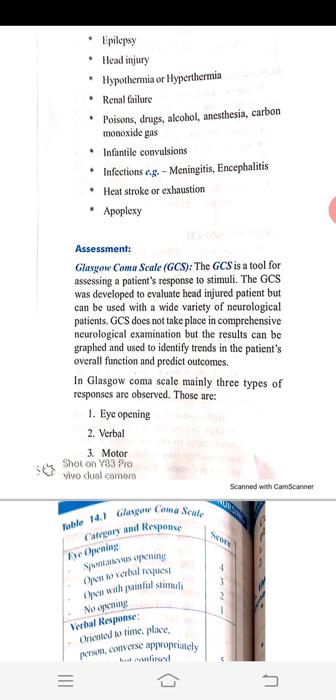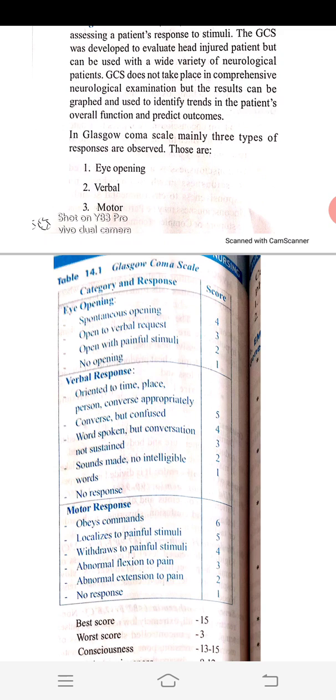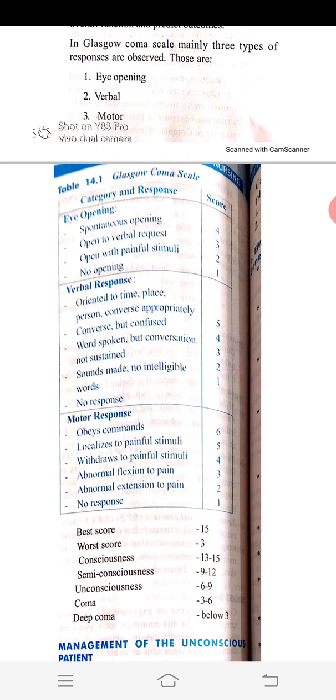Three types of response are observed in the Glasgow scale. First is the category and response, then the score. In the Glasgow scale, the total highest score is 15. It is the best score, and where the patient responds to stimuli, the patient also remains at the conscious level.